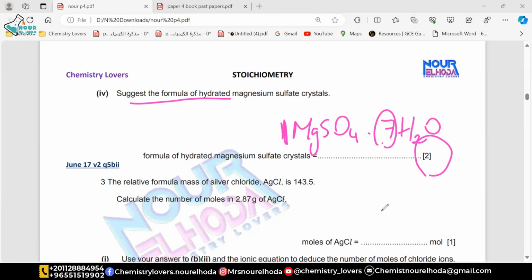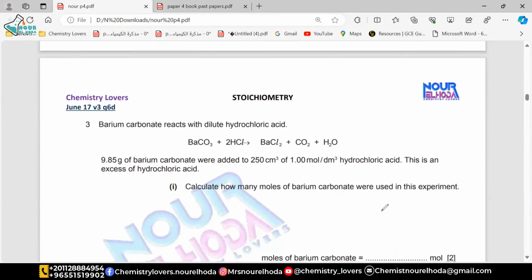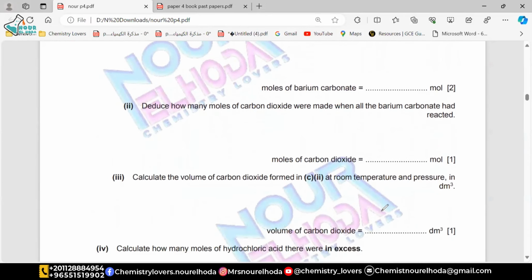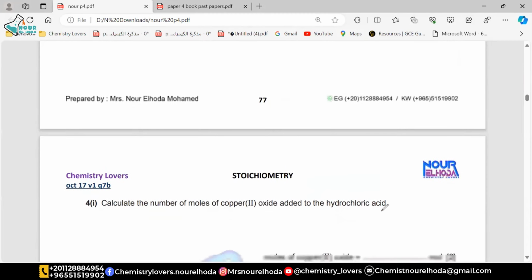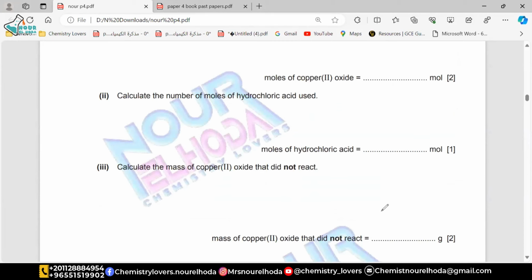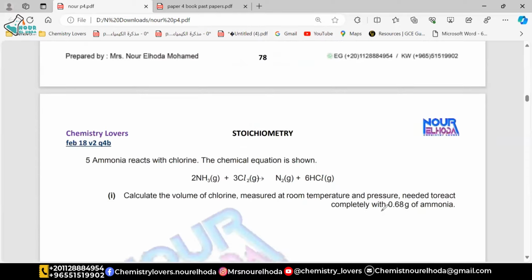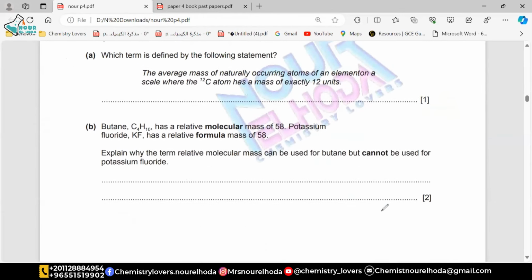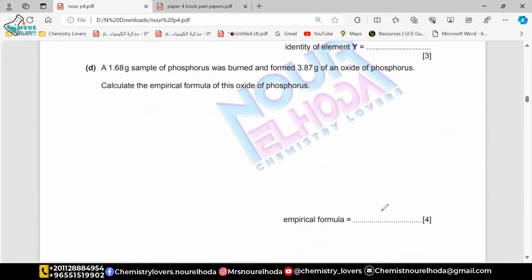Let's continue. Here the relative formula mass of the silver chloride is 143.5. Calculate the number of moles. Let's wait. I want to give you a different idea. We did this on Monday. I want to check. Oh, this is a good question. I want to get an idea that we didn't do, because on Wednesday we did some ideas. Oh, this one is really good. Again, about empirical formula.